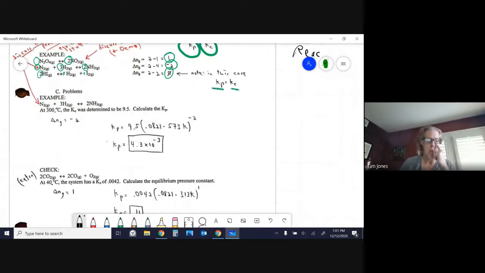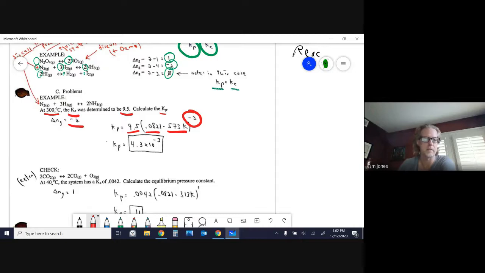All right, next example. We have a temperature here, 300 Celsius. It gives us the Kc, and you need to pay attention to that now, that it's 9.5 and that it's a C for concentration. We want the Kp. So delta Ng, we've already figured out that it's a -2 from the prior example, so you just plug it in the equation. Kp equals Kc, R, T in Kelvin, because we have the normal R, raised to the delta Ng, and you get 4.3 times 10 to the -3.